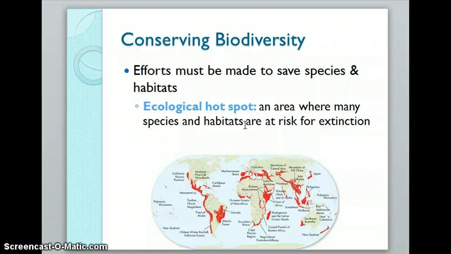Because the biggest reason for extinction is the destruction of habitats, it's also important to preserve the natural habitats of endangered animals. States and national parks set aside land that cannot be developed, in order to preserve the biodiversity in those habitats. Ecological hotspots are places where significant numbers of species and habitats are near extinction. In the map below, they're highlighted in red.